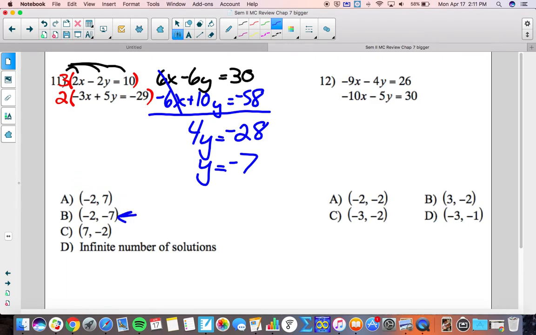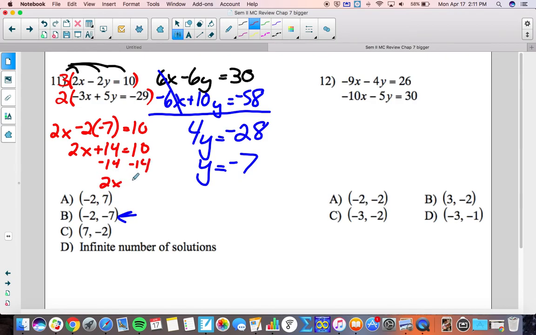So I'm guessing this is the right answer, but let's check. Let's plug in negative 7 for one of our equations. I'm going to use the top one. So 2x minus 2 times negative 7 equals 10. 2x plus 14 equals 10. Now solve for x, folks. Back in the day, we made more mistakes just solving the equation because we weren't actually showing our work. We were just kind of guessing what that would simplify to. We get x equals negative 2. So there's my solution.